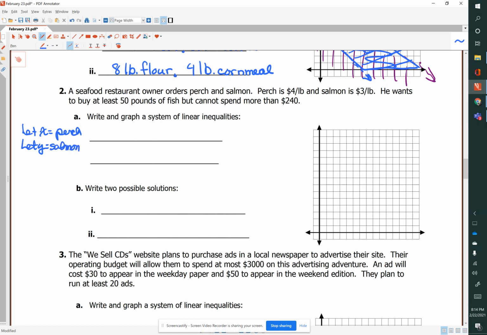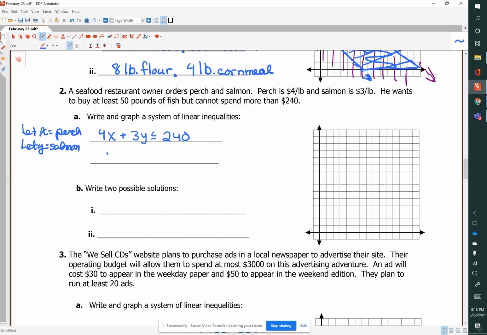I love salmon. It's so good. So at $4 a pound, the perch plus the salmon at $3 a pound, that's our Y, has to be less than or equal to $240, because that's the most the chef can spend for this. Maybe it's a catered party budget or something like that. Very real world problem here, students.